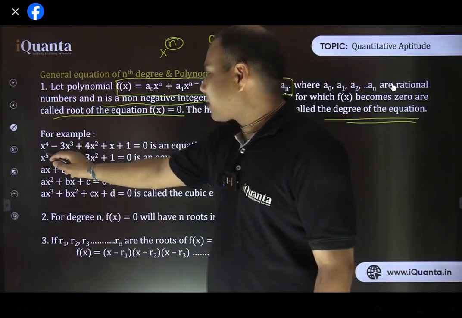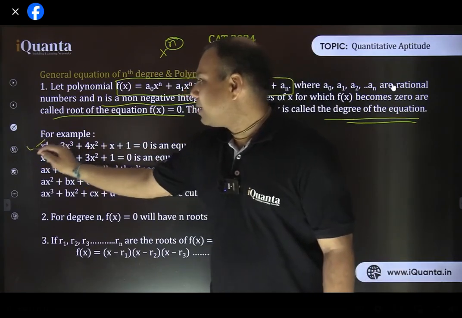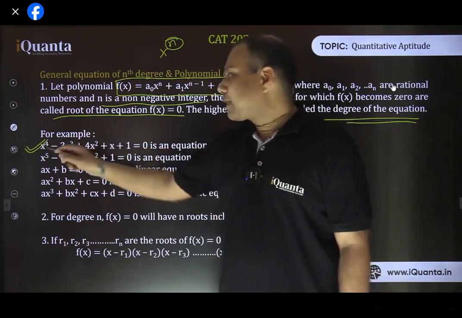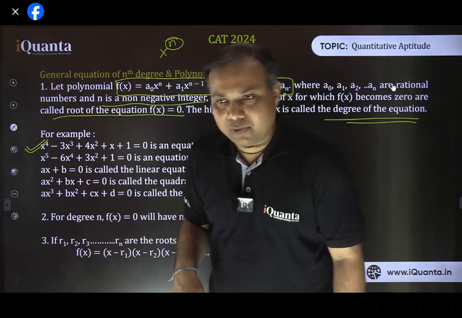So for example, this first equation, x power 4 minus 3x cube plus 4x square plus x plus 1. First tell me whether it is a polynomial or not. I am asking about this. Please answer in comments whether this first equation is a polynomial equation or not. Yes or no? Please write fast and see in the comments.